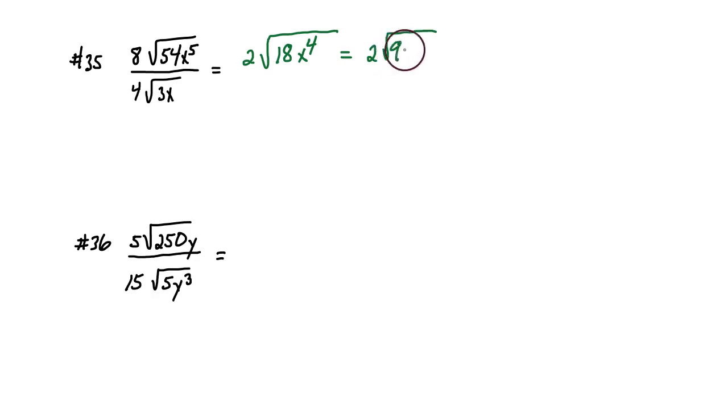Think of 18 as 9 times 2. We can leave the x to the 4th because it is an even power, and we're doing an even root here. So the square root of 9 is 3, and 2 times 3 is 6. The square root of x to the 4th is x squared. And then this 2 right there stays in the radical.